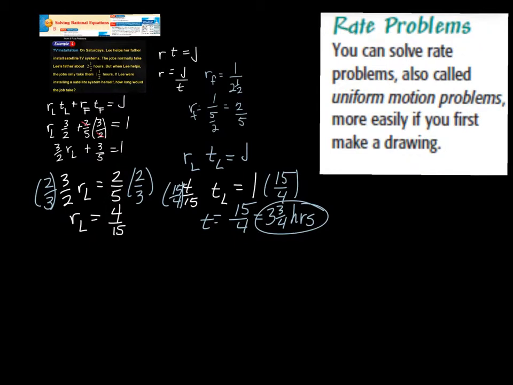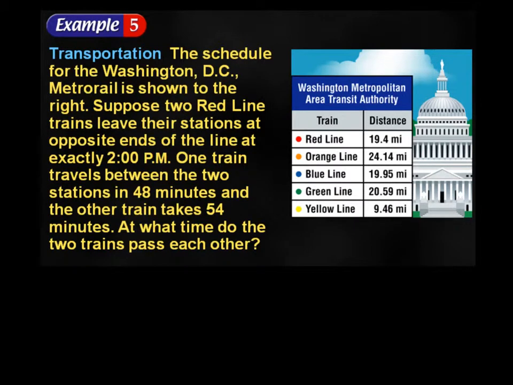That's one type of rate problem. The next type is famous, the train problem, called uniform motion problems. A drawing is always helpful. The schedule for the Washington, D.C. Metro Rail is shown at the right. Suppose two red line trains leave their stations at opposite ends at exactly 2 p.m. One train travels between the two stations in 48 minutes, and the other train takes 54 minutes. At what time do the two trains pass each other?